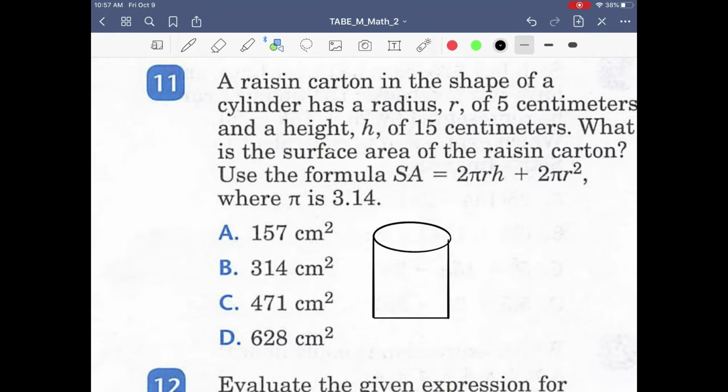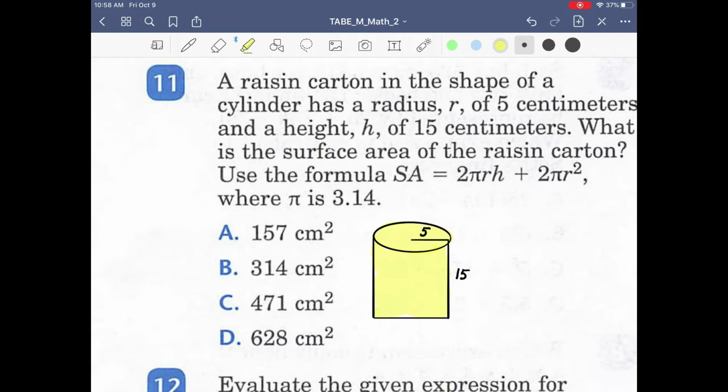It has a radius, so that is this dimension right there, of 5 centimeters. A height of 15 centimeters. What is the surface area of the raisin carton? And surface area would be this, if you wanted to put, say, like a wrapper, a label around it, what would be the area of the carton that you would need to cover.